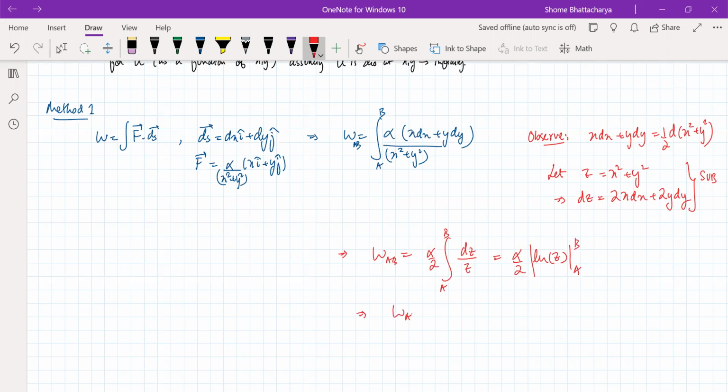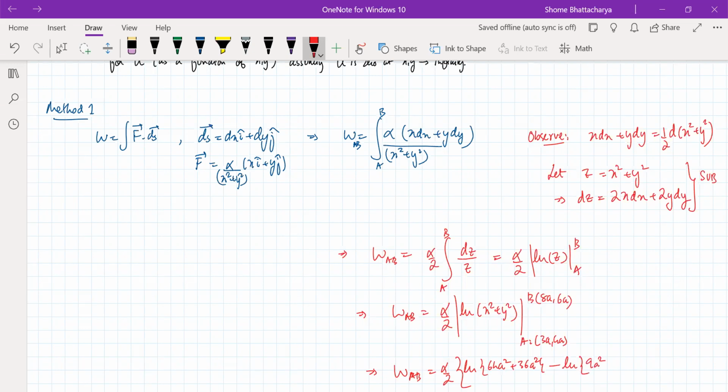So it becomes alpha by 2 ln of x square plus y square, evaluated from A, which had the coordinates 3a comma 4a, to B, which had the coordinates 8a comma 6a. So this will become natural log of 64a square plus 36a square minus natural log of 9a square plus 16a square.